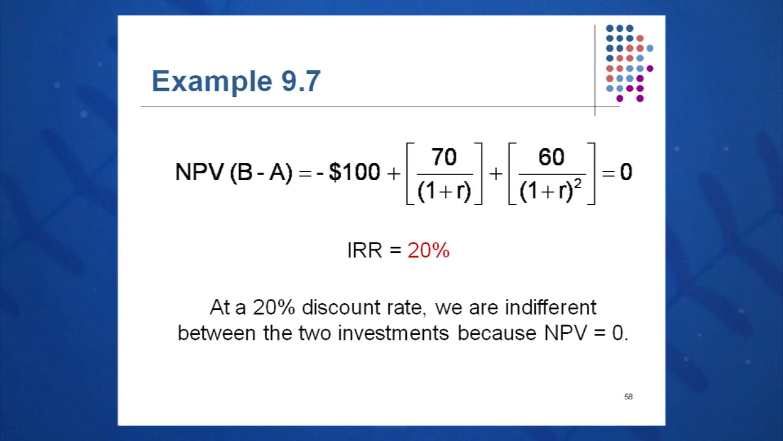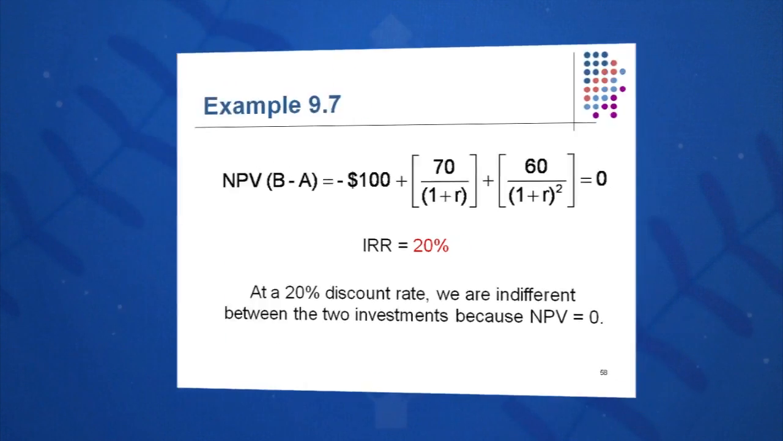And again, you do an IRR on that third column. So NPV equals 0 equals minus 100 plus 70 over 1 plus R plus 60 over 1 plus R squared, and you get an internal rate of return of 20%. So this is the crossover point for those two mutually exclusive projects, and we're indifferent between the two at 20%. Again, always use NPV when you have mutually exclusive projects.